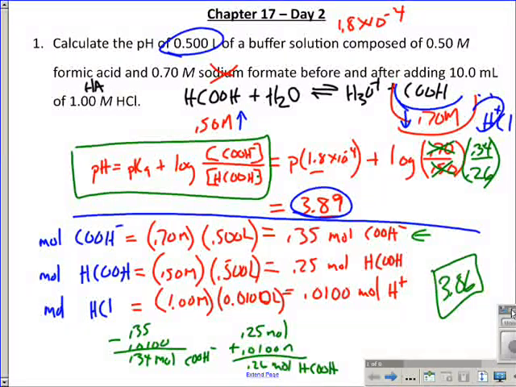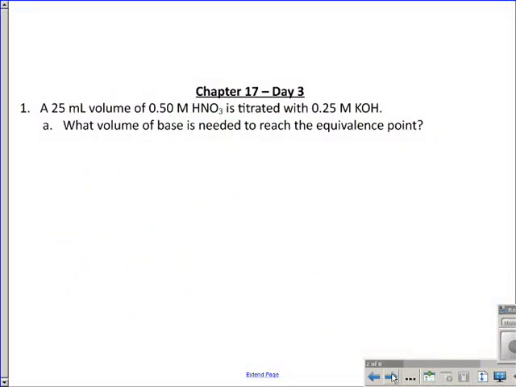So that is how you do the day 2 calculation, dealing with buffer. Remember, Henderson-Hasselbalch is an easy way to do that, and that will be given on the Chapter 17 test. Now, the next situation, day 3, we get into strong acid, strong base titrations. So strong titrations, I'm going to call them.